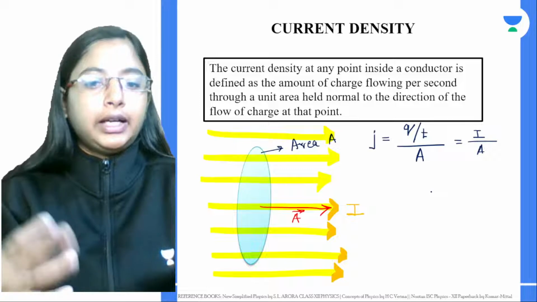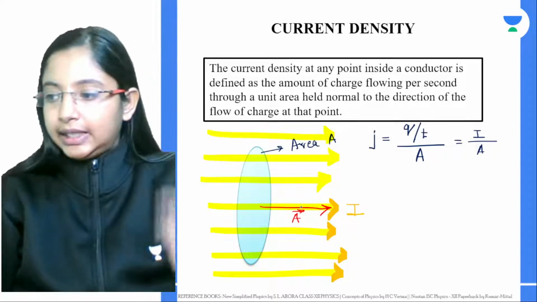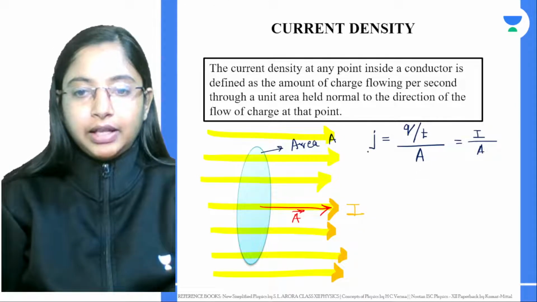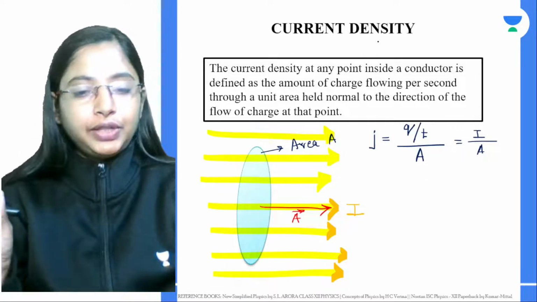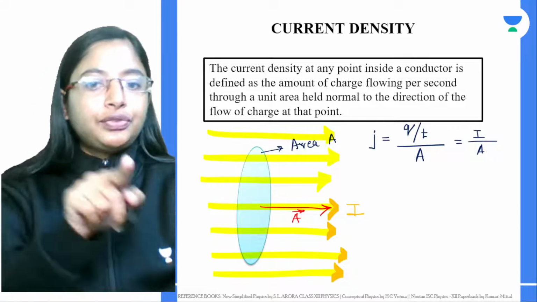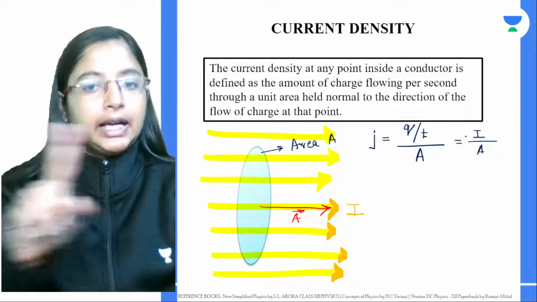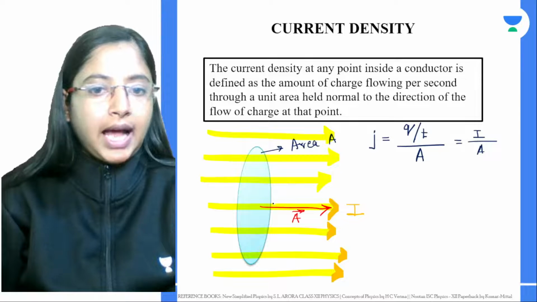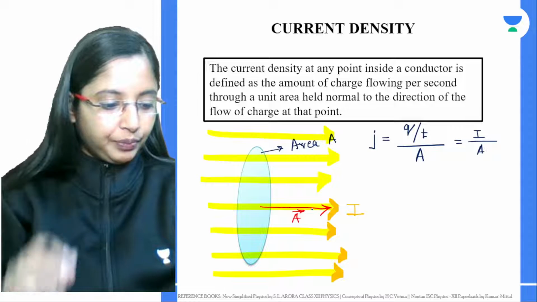Now if you look over here, the direction of this current vector J, in this case current density, which is a vector quantity, is given by the direction of the positive charge, the direction of the flow of charge. Whatever is the direction of current, current density will be in that direction. But all the time, the angle between the current density and the area vector is basically 0.